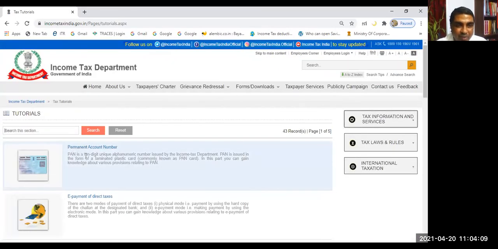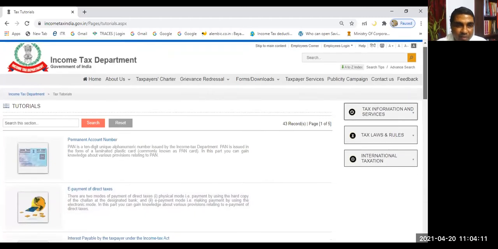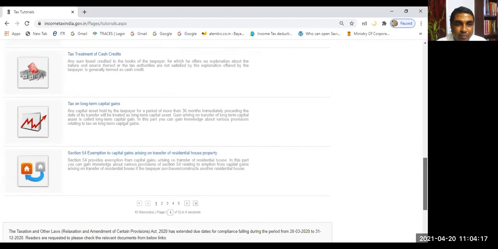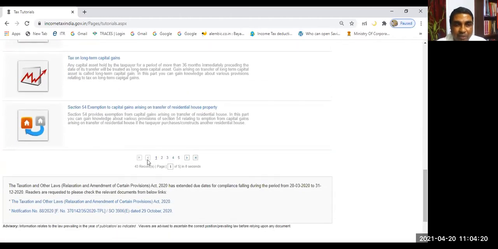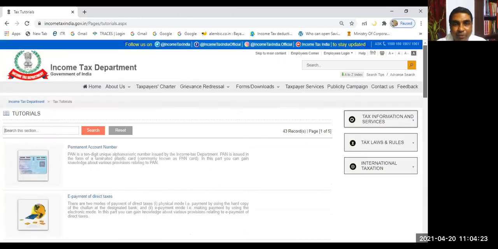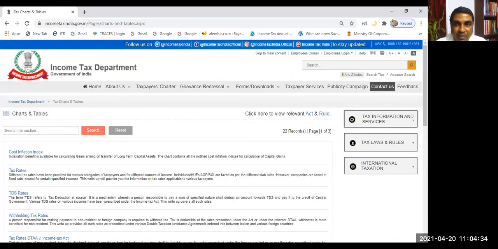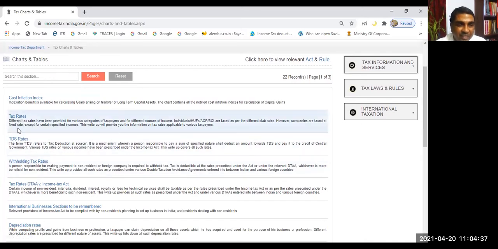You see, if you want to understand what is permanent account number, okay, e-payment of direct taxes, many important things are there. What is minimum alternate tax, income from house property, you see. Various pages are there. You can visit different pages and take a full tutorial. Okay. And tax charts and tables are also relevant. You see, tax rates are there in this table. TDS rates. TDS means tax deducted at source rate. Various tables are there. If you want to refer to these tables, you can find them here. Tax rates. Okay.